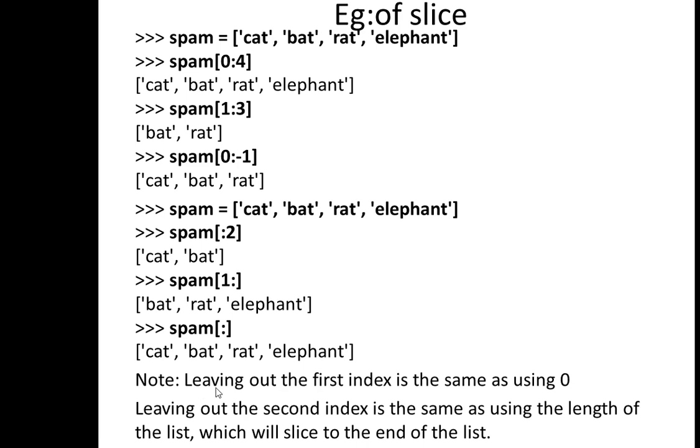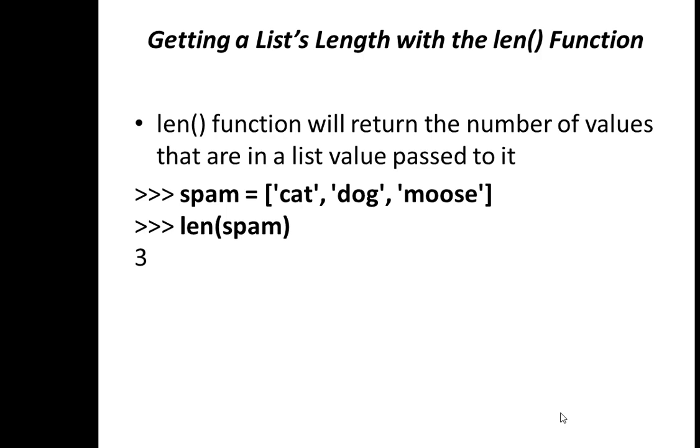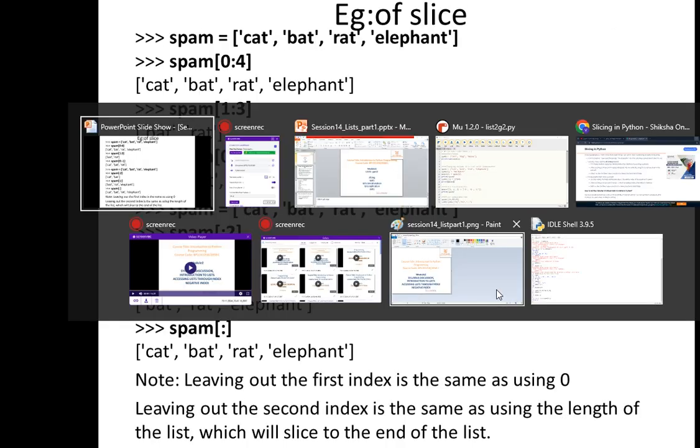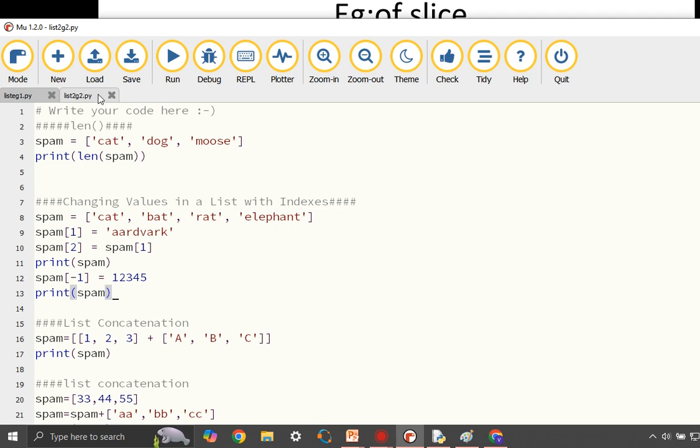Remember, leaving out the first index indicates that the default index is 0. Leaving out the second index indicates the length of the list, so the entire length of the list will be taken. Let's take a simple example to understand this.